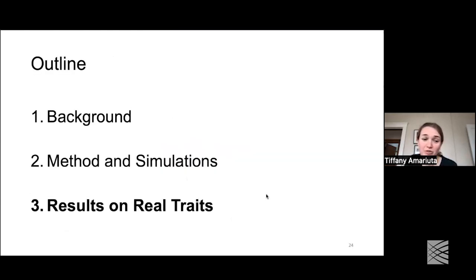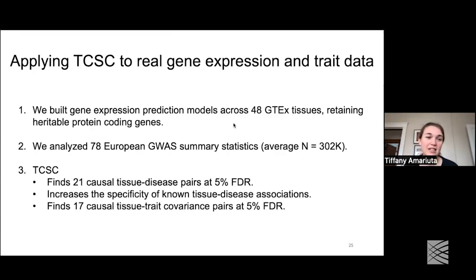Now I want to move into the last section, which is results on real traits, which will culminate with a short tutorial of how TCSC works and how you could go about downloading it from GitHub and running it on new data. What we've done in terms of real trait analysis is apply TCSC to gene expression data from 48 GTEx tissues and 78 GWAS summary statistics with a very large sample size. In total, TCSC was able to identify 21 causal tissue disease pairs at 5% FDR.